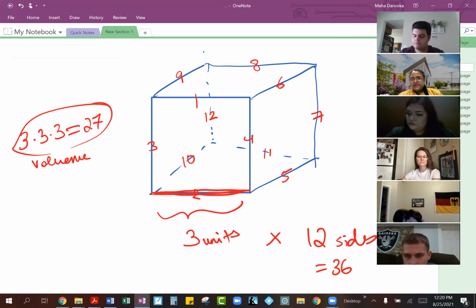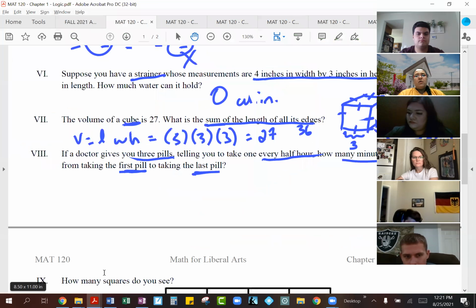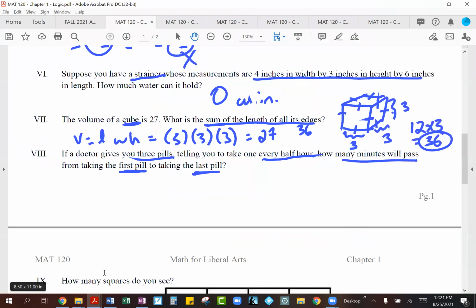Brandon, does that make sense? Yeah, I guess. I mean, if you're basing it off your faces, there's 6 faces, and each face has 12, so that'd be 12 times 6. Right, but again, each face does not have 12 sides. The whole cube has 12 sides, right? Okay, yeah, I see what you mean.